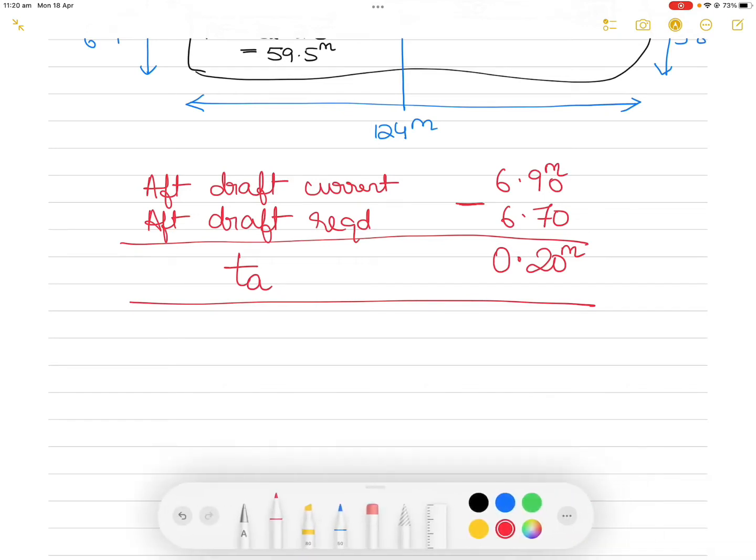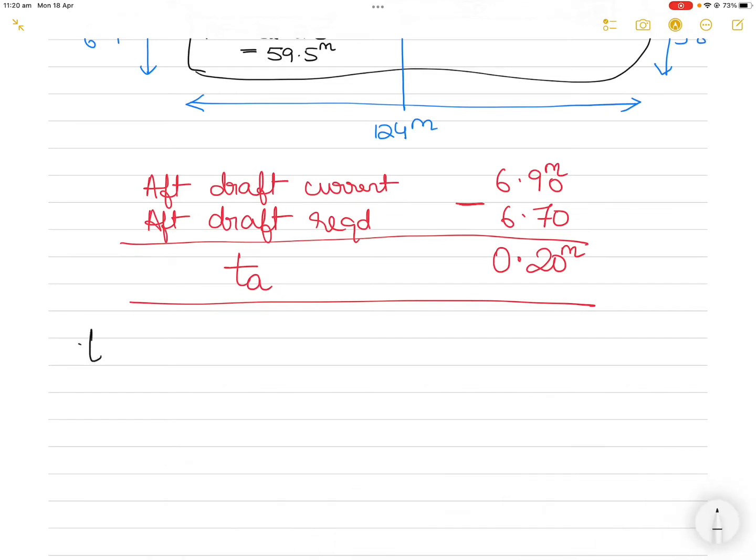Correct? So from 6.9 we have to make it 6.7. So the change in the aft draft required is 0.20 meters, which is also equal to 0.20 multiplied by 100, which is equal to 20 centimeters. I want it in centimeters for calculations. Now remember, this is the aft draft required, right? So that means the change in the aft draft required.